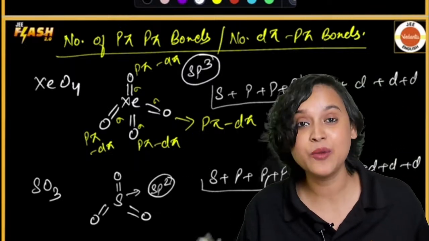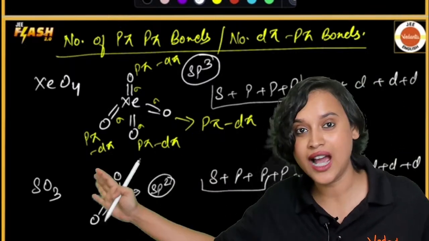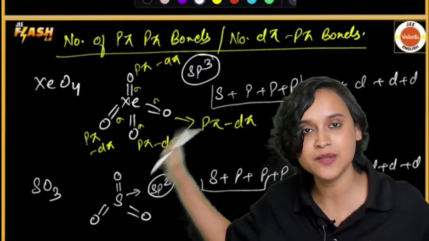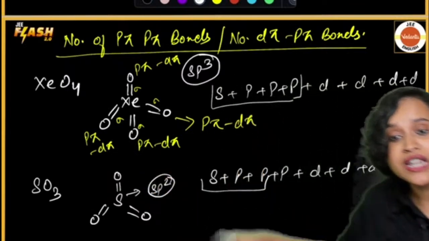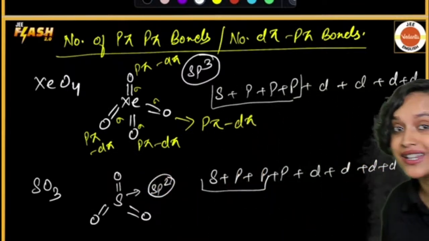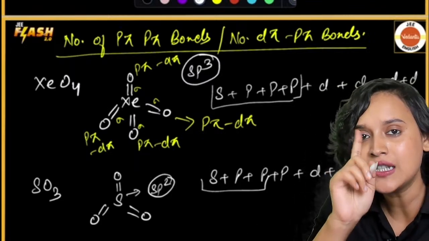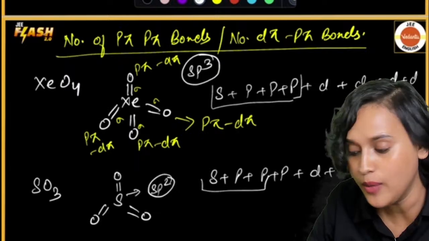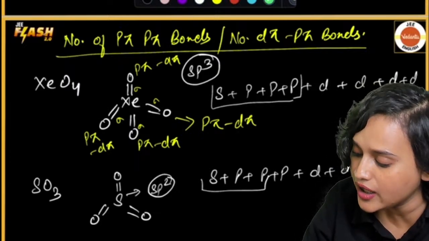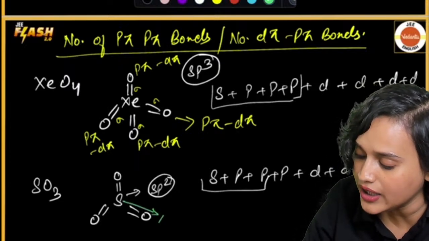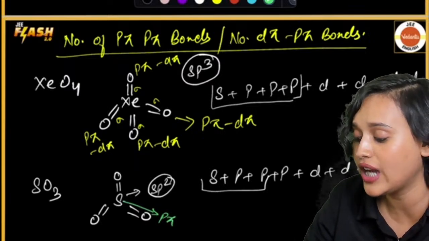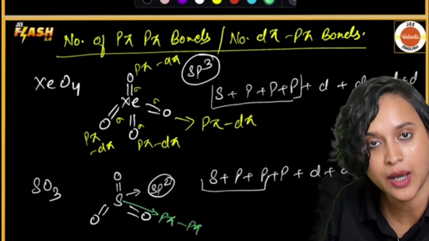The 3 sigma bonds that you see are from sp2 hybridization. But you see that there are also pi bonds. There are 3 pi bonds. Now what sulfur will do is, for the first pi bond that it is going to form, sulfur here will give you a p pi. Oxygen has no other option but to give you a p pi.